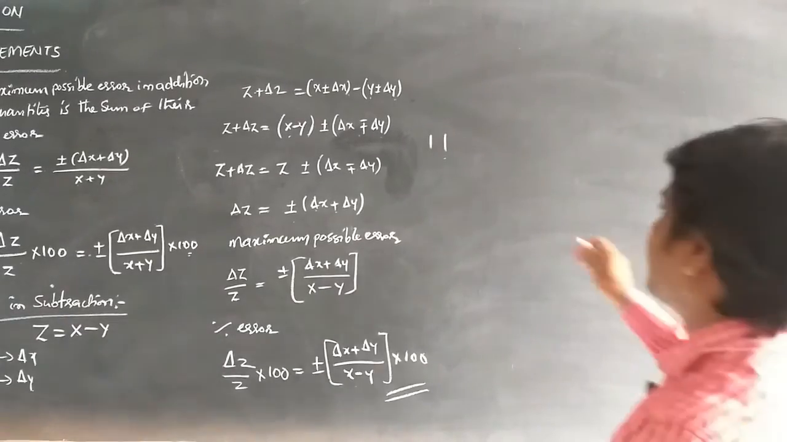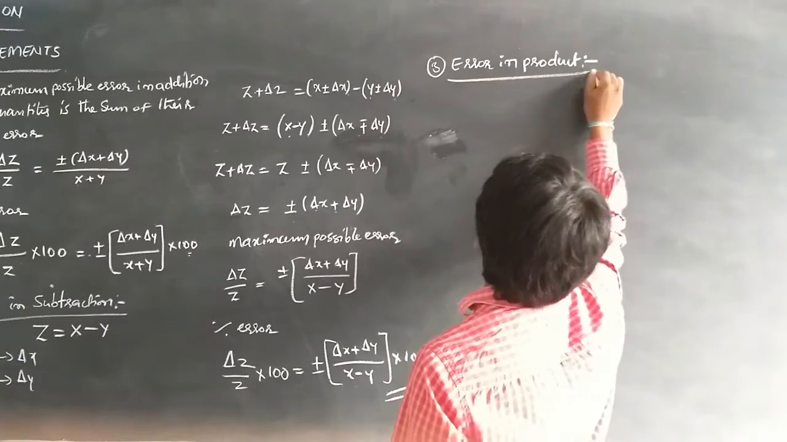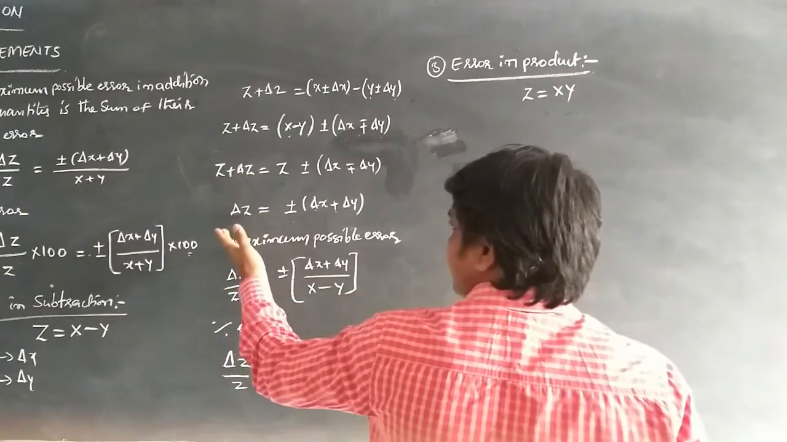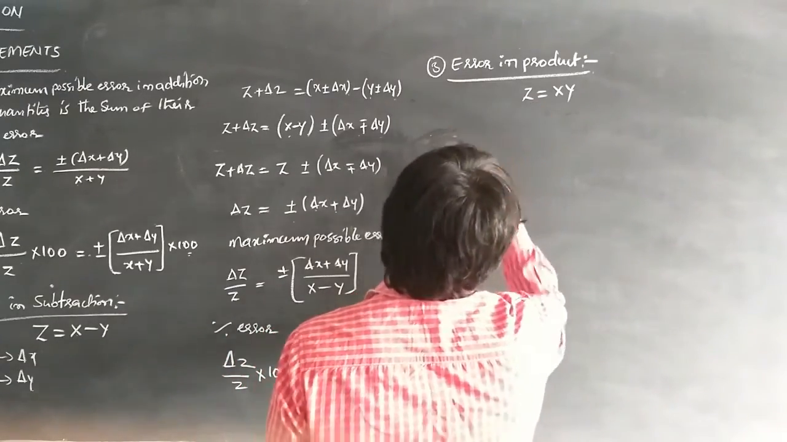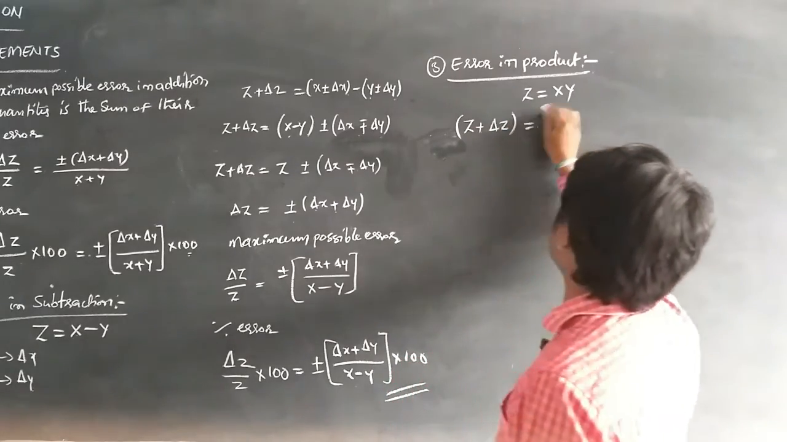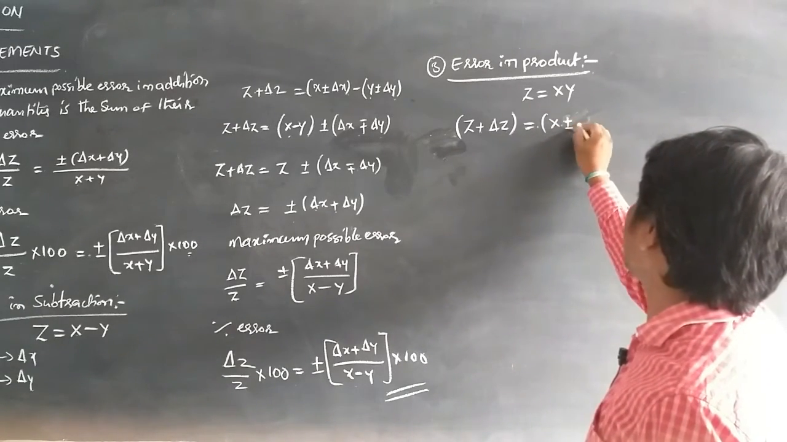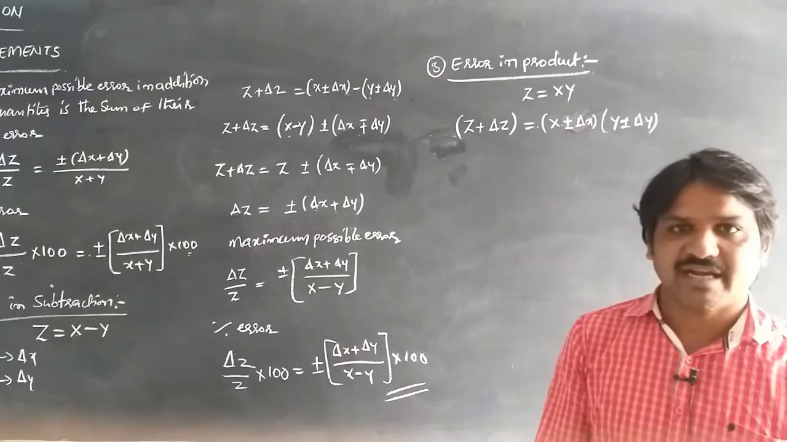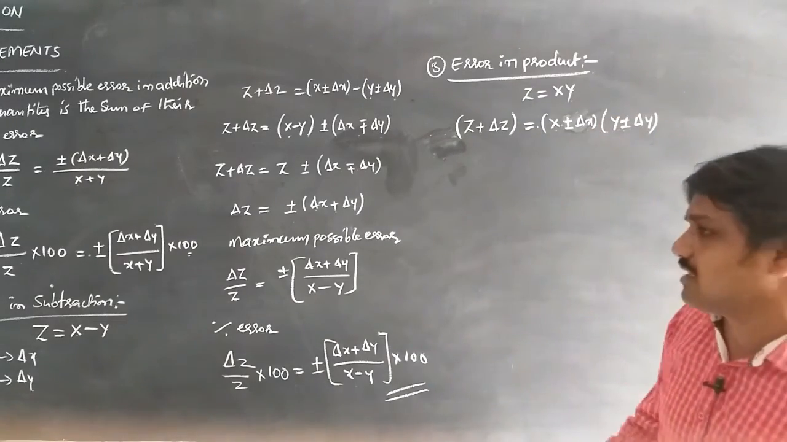So the next one is error in product. The third one is error in product. In the case of error in product, we take the general form z is equal to xy. Same as we did in error in addition and error in subtraction, we are multiplying, so z plus delta z is equal to, we know z is equal to xy. Again xy means x plus or minus delta x into y plus or minus delta y. x plus delta x is one of the errors, and y plus or minus delta y is the other error we are taking.